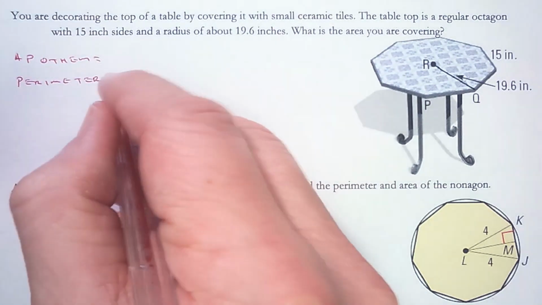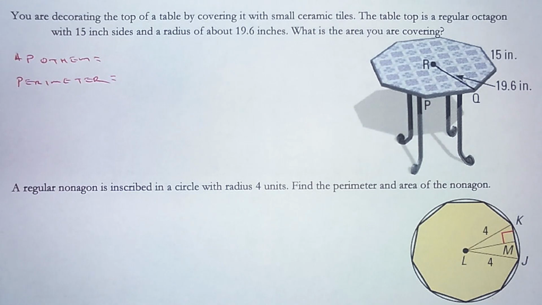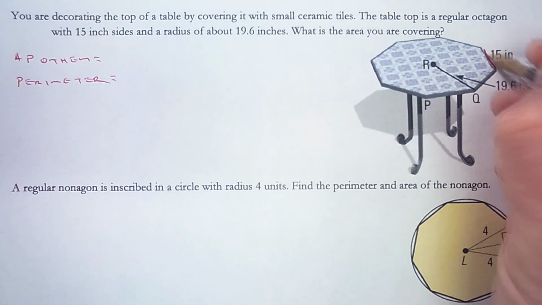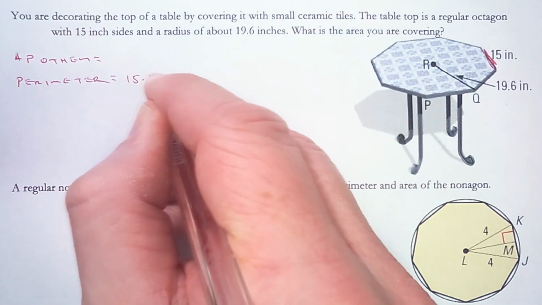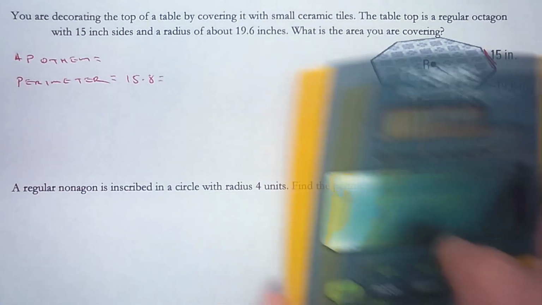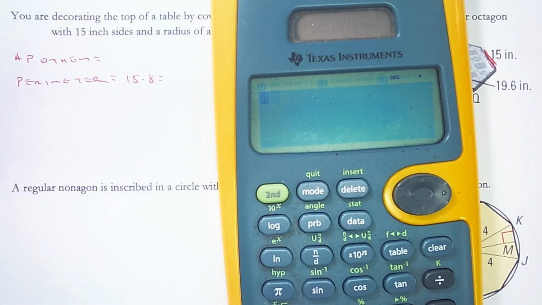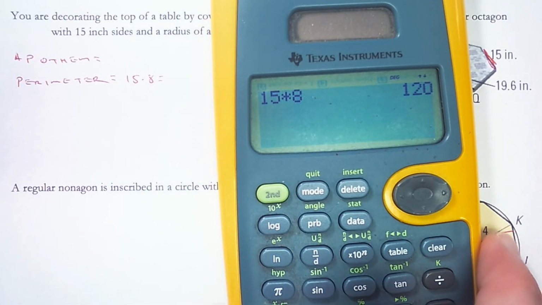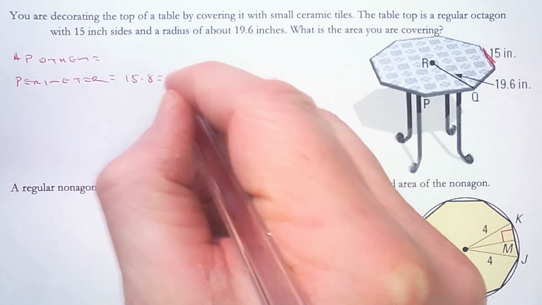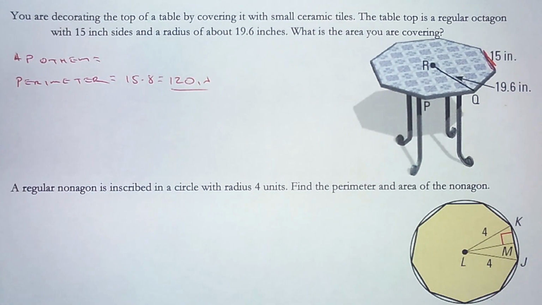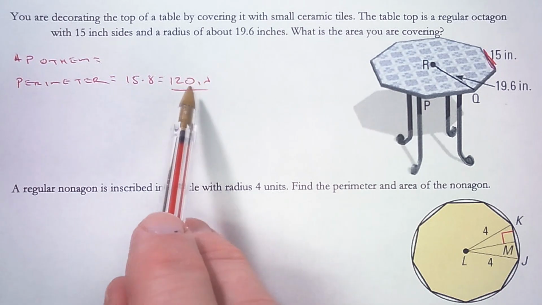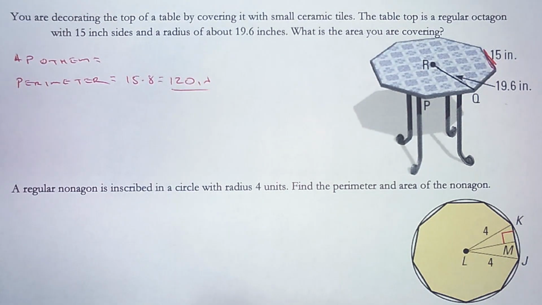Okay, so the perimeter here will be probably the easier part. Each side is 15 inches. It's an octagon, so there are 8 sides. 15 times 8 will be the perimeter. So we've got 15 times 8, 120. So the perimeter is 120 inches. I'll put an underline in that. That's going to be an important piece of information later on.